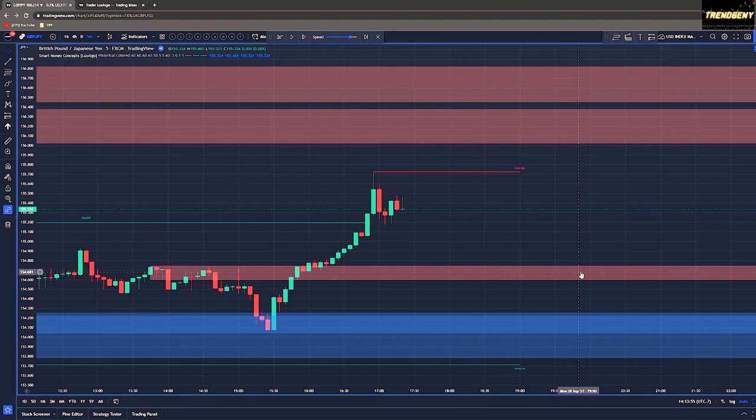Or if you're looking to have a much longer term swing trade where you want to hold a position for a lot longer, the CHOCH, or change of character, is definitely going to be of potential use or complementary if you're using that type of strategy.